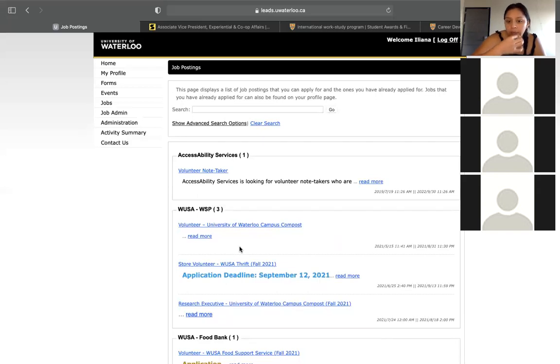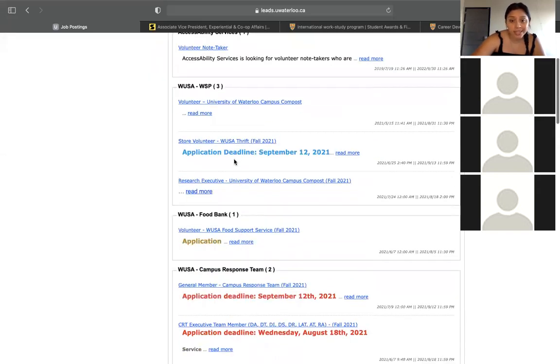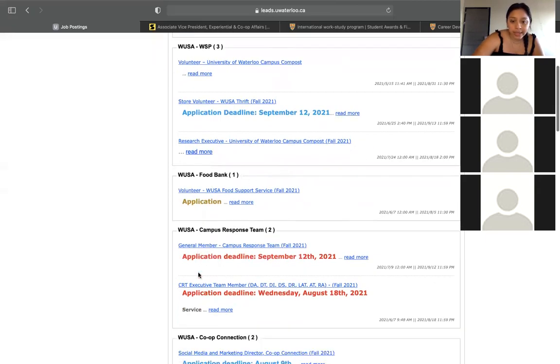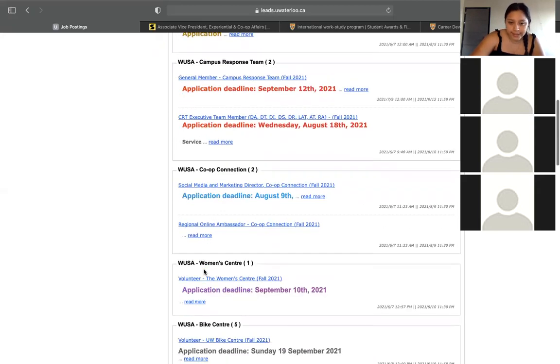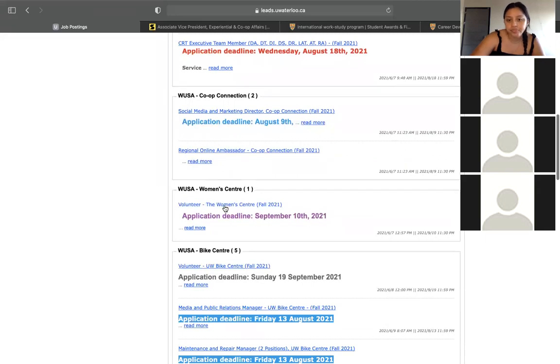An important thing to know is that they will always highlight the deadline, so when you need to submit your documents by. And then the other part is they will divide it by the department that is posting the job. So WUSA, the food bank department, the campus response team, co-op connections, and things like that.